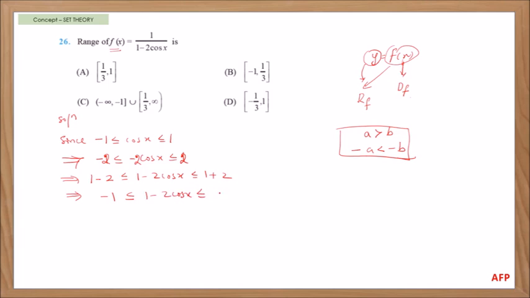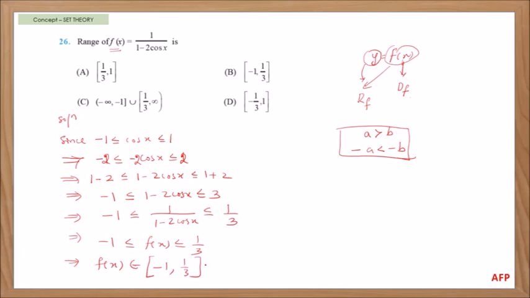The middle term as it is, and 3 here. If I take the reciprocal, minus 1 reciprocal is 1 divided by 1 by the middle term, 1 by 3. This is what we are having. So now what is the meaning? The meaning here is minus 1 less than or equal to f of x less than or equal to 1 by 3. What does it indicate? F of x belongs to minus 1 comma 1 by 3 here, which is nothing but the range of the function.